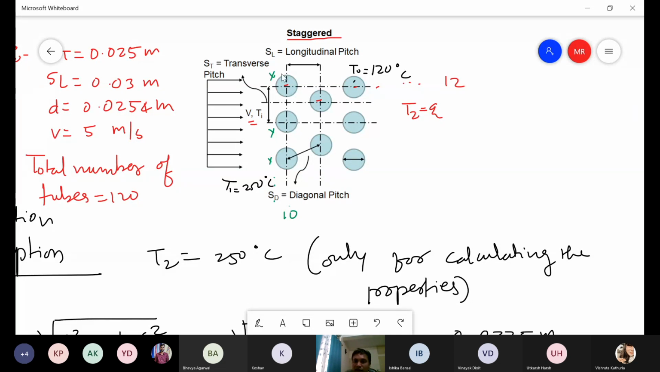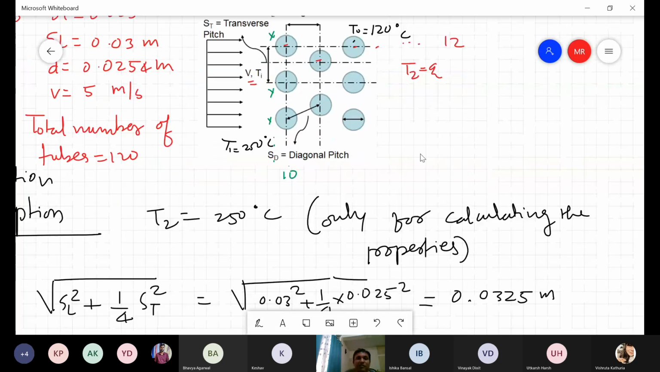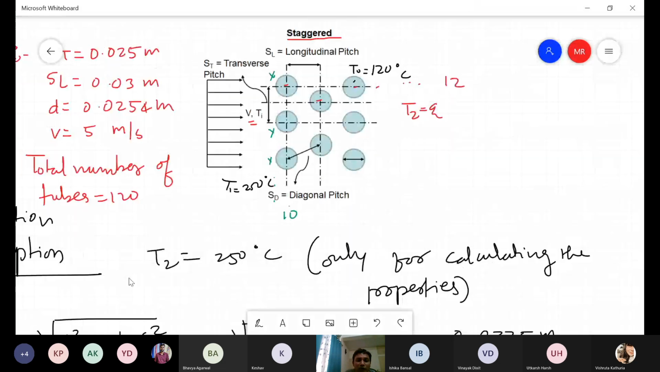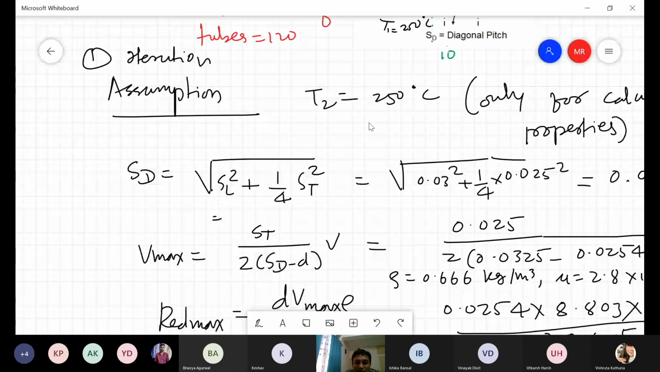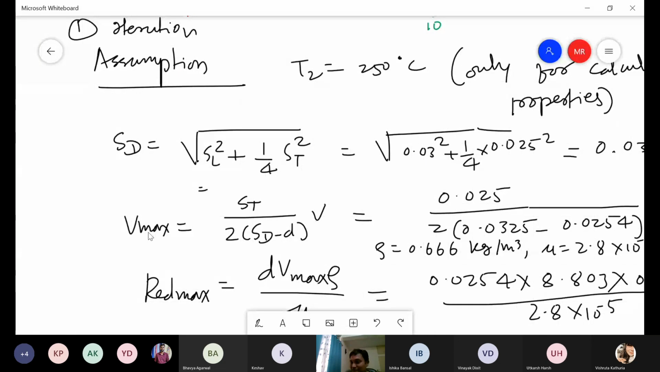What happens in between here, since these tubes are in between and therefore the velocity is going to increase, that effect is accounted in Vmax. That is why we are using Vmax here. That effect is accounted here. Did you get it? That is why we are not using V in all the calculations. Even the Reynolds number is calculated in terms of Vmax. Is it clear? Yes, sir.